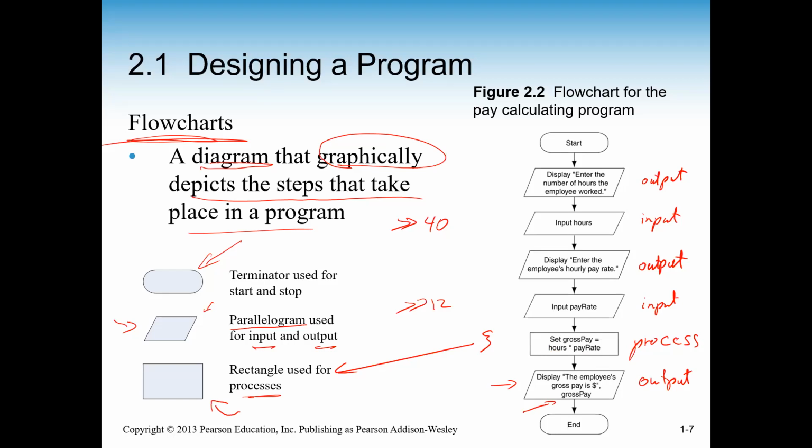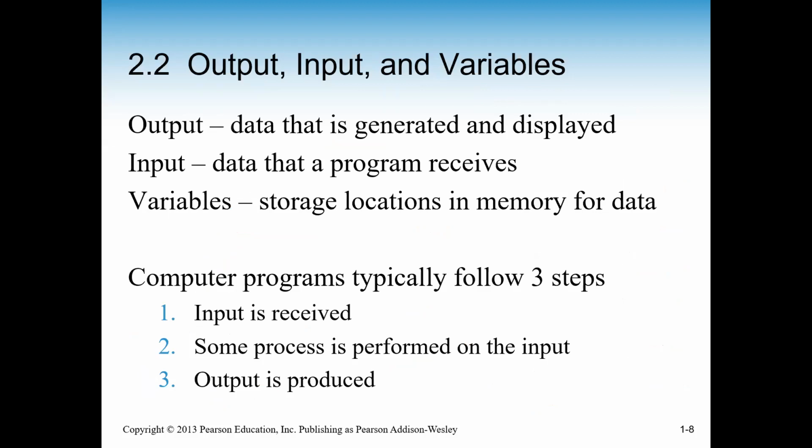All right, so let's continue then. So output, input, and variables. Right, so we're going to define that a little bit more. So output, data that is generated and displayed, right? So messages, results of calculations. Okay. Then we have inputs, and that's data that a program receives from the outside. Not necessarily reading from a variable in memory, but just reading an input from the user.